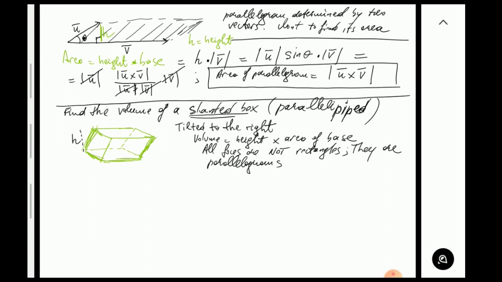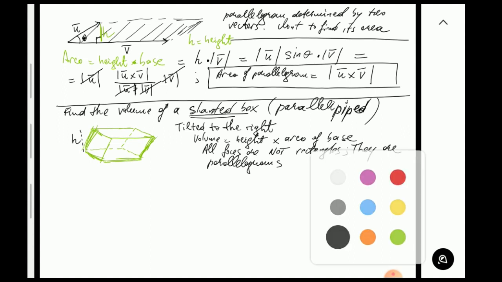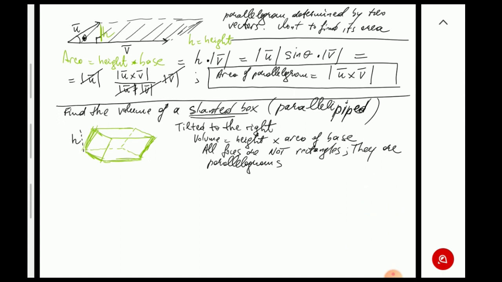Let's choose three vectors originating from one corner of the box. Let's say, and I think maybe we should use again a different color here, this guy over here is the vector u. This guy over here is v. And this one here in the back, let's call it w.